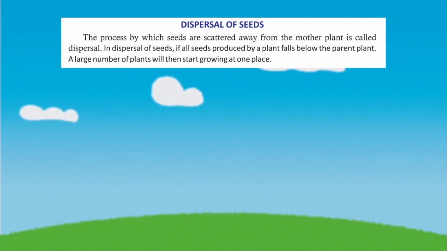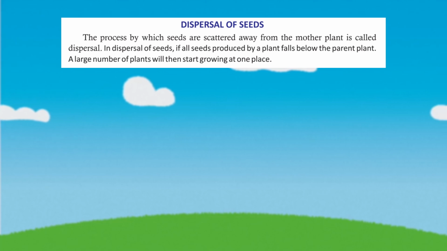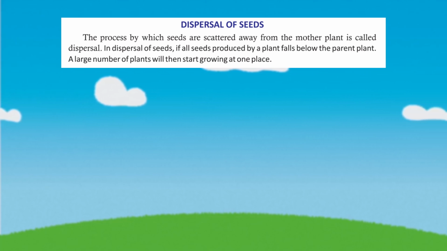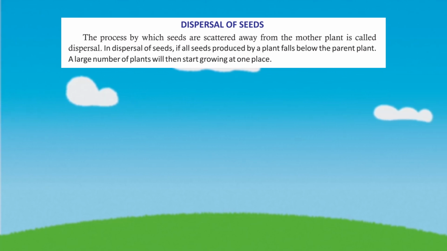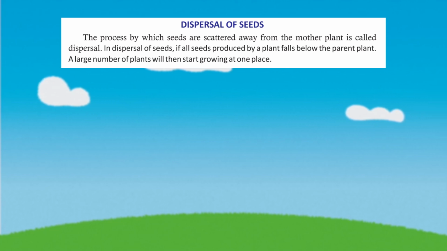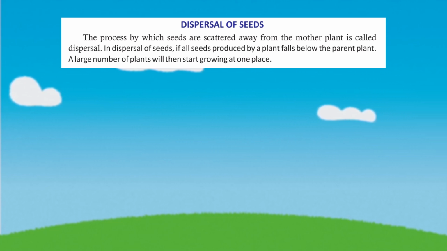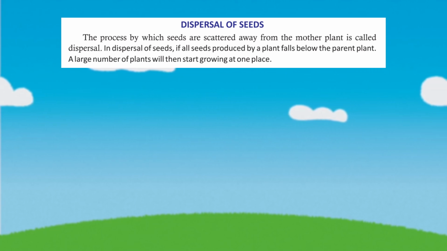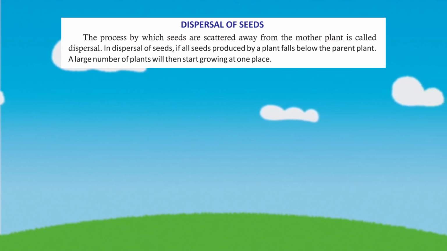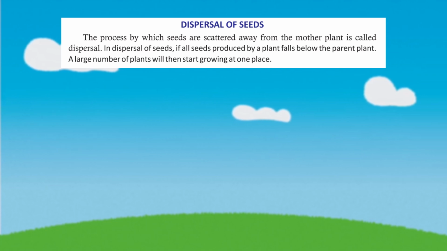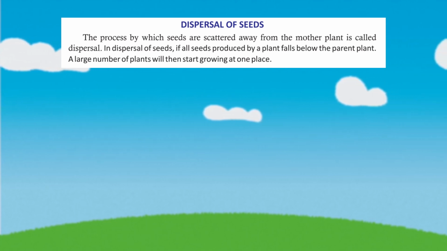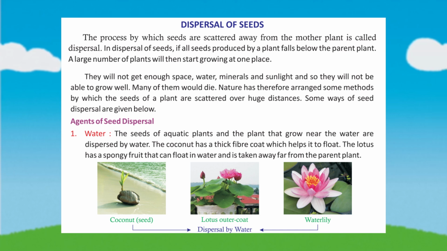Dispersal of seeds. The process by which seeds are scattered away from the mother plant is called dispersal. In dispersal of seeds, if all seeds produced by a plant fall below the parent plant, a large number of plants will then start growing at one place. They will not get enough space, water, minerals and sunlight, and so they will not be able to grow well. Many of them would die.